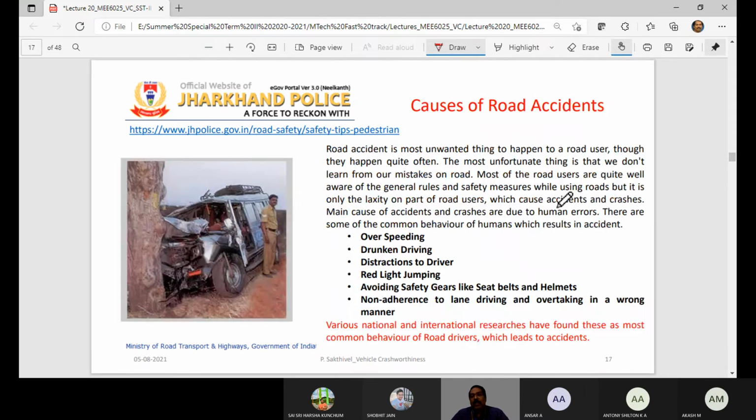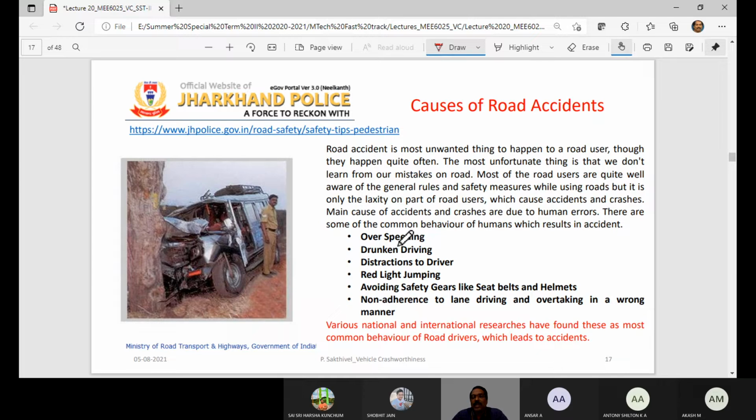And see, there are causes of road accidents from the website, and you see there is a van here that hit a tree. So, a severe accident. The road accident is the most unwanted thing to happen to a road user. Though they happen quite often, we don't prefer them to happen on the road. The most unfortunate thing is that we don't learn from our mistakes on the road. Most road users are quite well aware of general rules and safety measures while using roads, but it is only the laxity on the part of the road user which causes accidents and crashes.